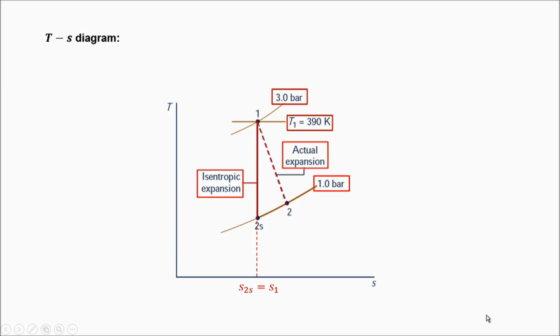For the actual expansion process from 1 to 2, the process is not isentropic and S2 is not equal to S1. The process is represented by a dashed line that is to the right of the isentropic process on the TS diagram. Note that the specific entropy increases due to the irreversibilities, and the exit temperature T2 is higher than the temperature at the ideal state 2s.